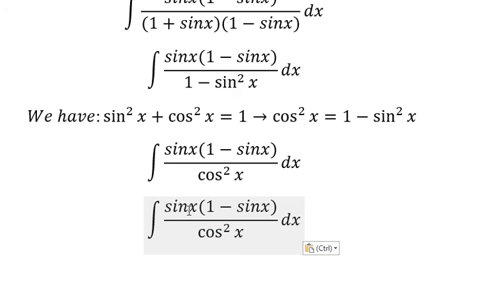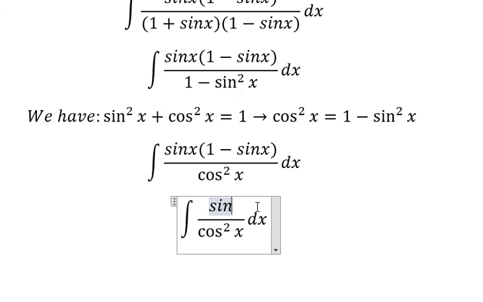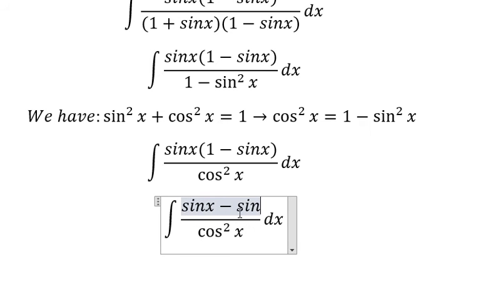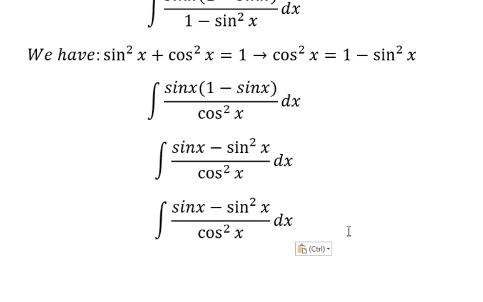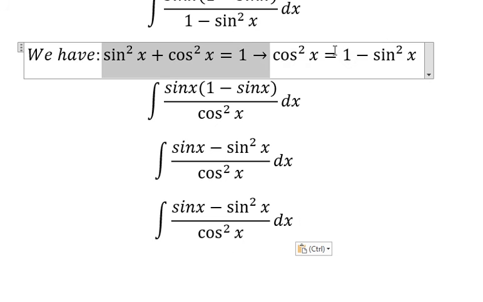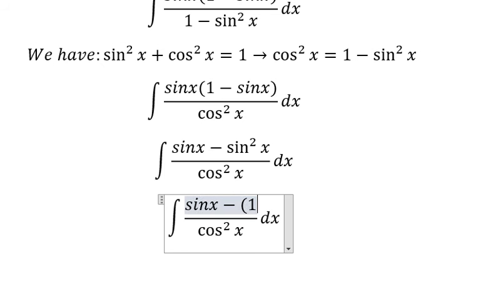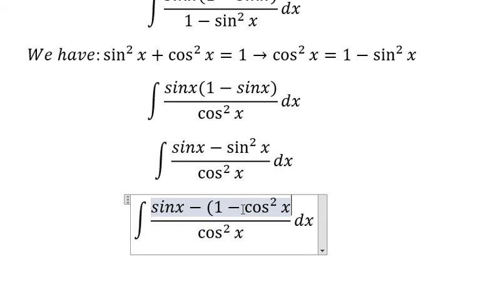Now, sin x multiplied by 1 and sin x, and we have negative sin x squared. So, about sin x squared, we know that we can apply the same formula in here, but this one is about sin x squared, this one is about cosine x squared. So we have 1 minus cosine x squared.